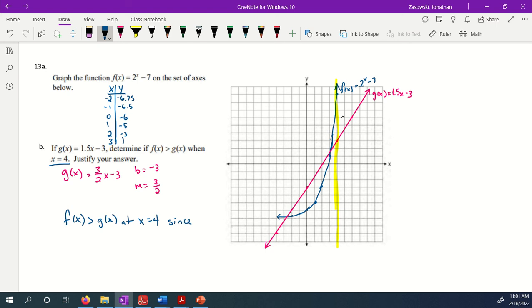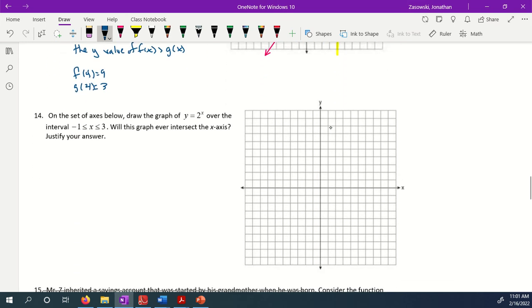Okay, and we can just say since the y value of f of x is greater than g of x. Remember, the f of x is the y value. This is 9. G of x is 3. So 9 is bigger than 3. Okay? So you could also have explained that. F of 4 is equal to 9. G of 4 is equal to 3. That's how you evaluate the functions. And then we know f of x is bigger because 9 is bigger than 3. That's another way to say this.